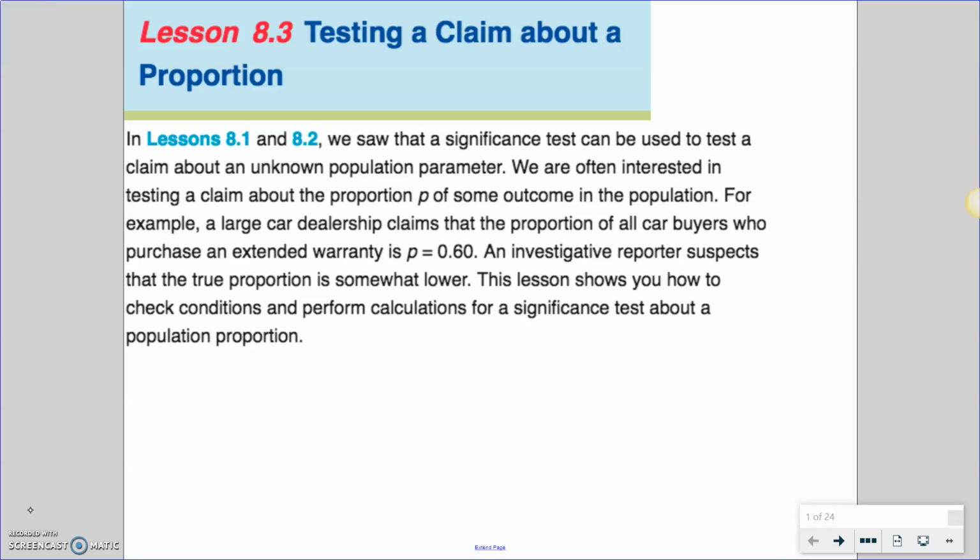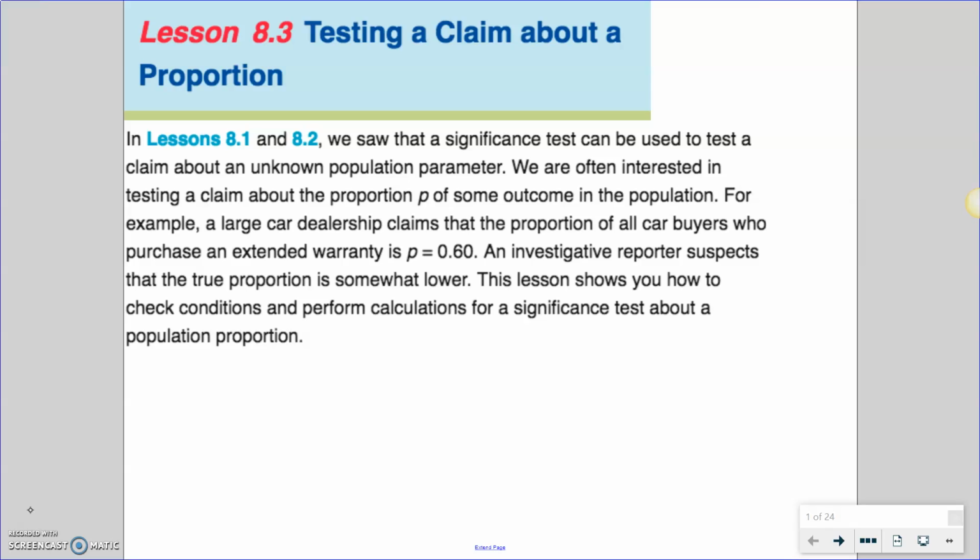So I want to keep talking about this idea of a significance test and how this all works. We're pretty much going to do the same thing this unit that we did in Unit 7. If you remember, I introduced the concept of a confidence interval. Then I showed you how to calculate a confidence interval for a proportion. Then I showed you how to calculate a confidence interval for a mean. We're basically going to do the same thing in this unit.